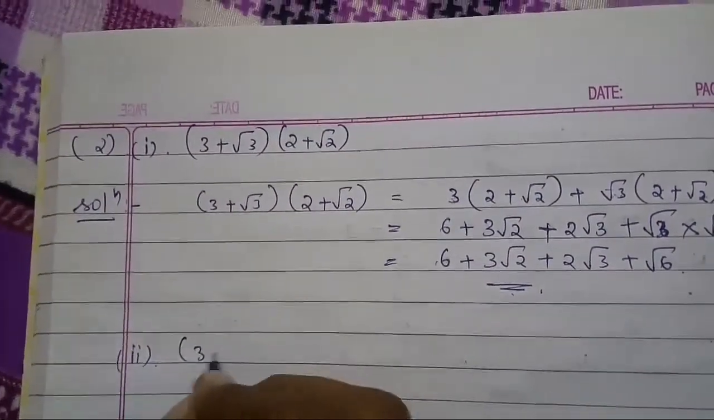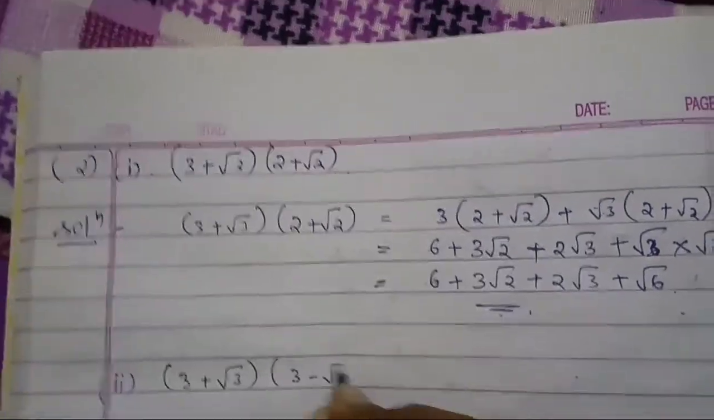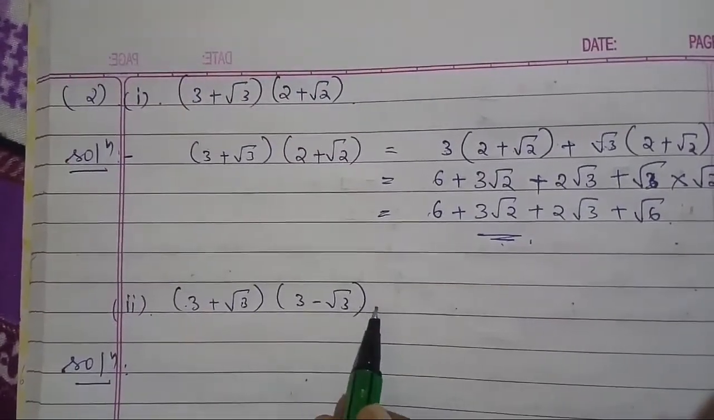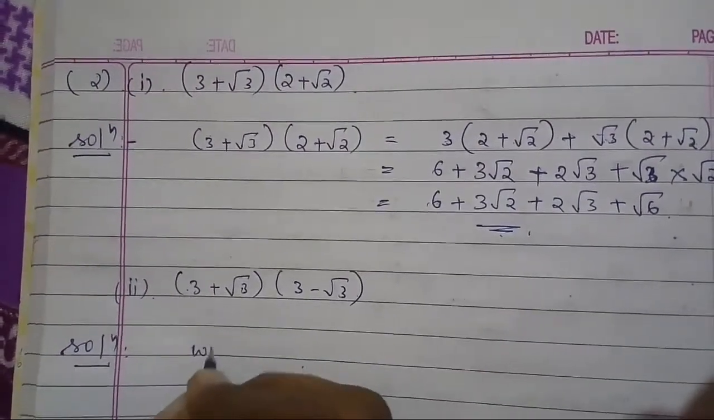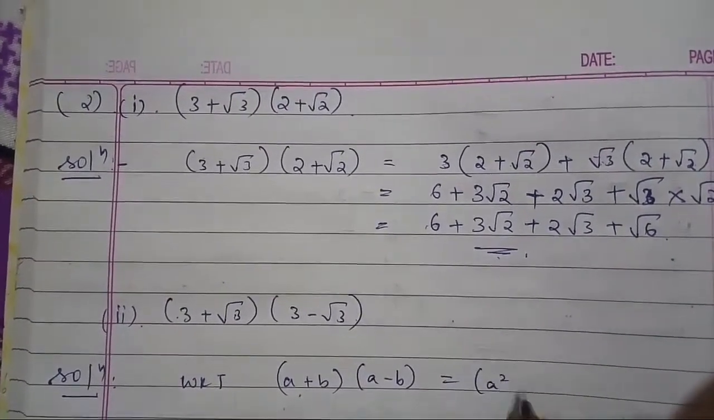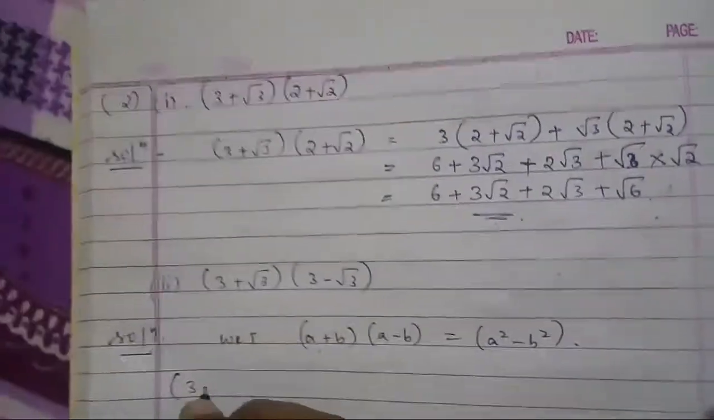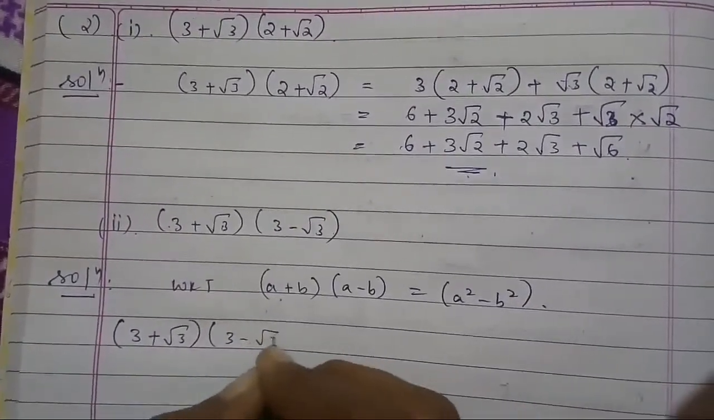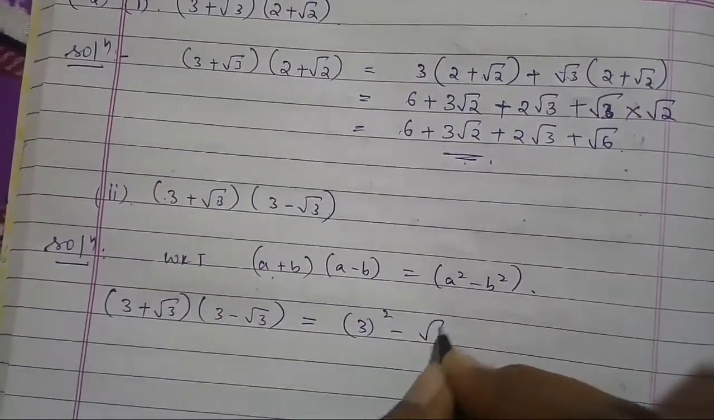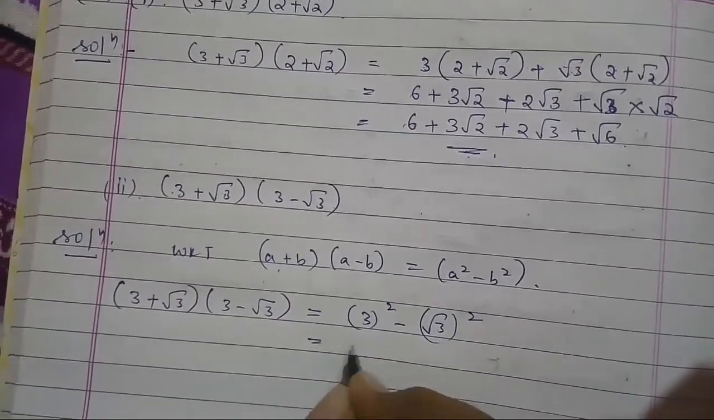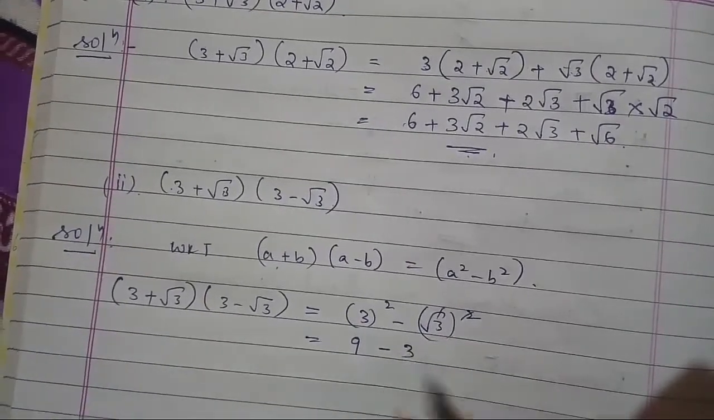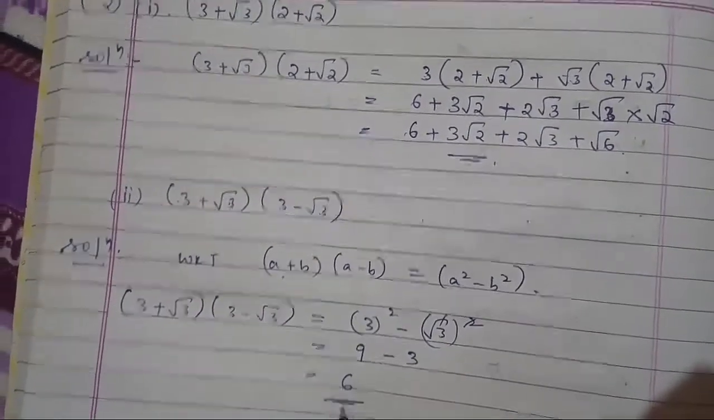(3 plus root 3) into (3 minus root 3). It is in the form of (a plus b) into (a minus b). We know that (a plus b) into (a minus b) is equal to a square minus b square. So consider the problem, here a is 3, so 3 whole square minus root 3 whole square. Here 3 square is 9 minus, here square and root get cancelled, remain with 3. 9 minus 3 is 6.